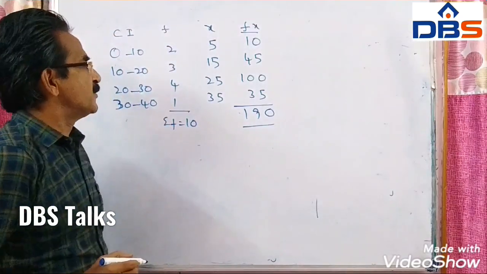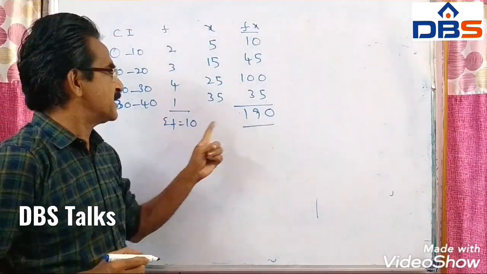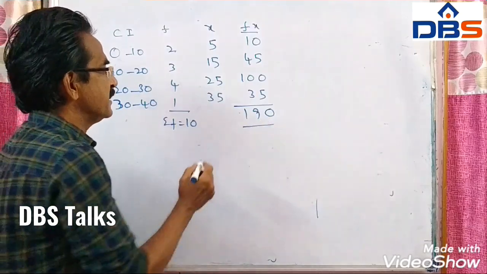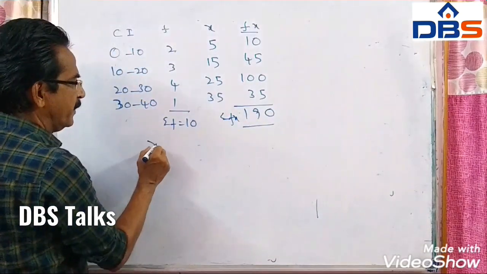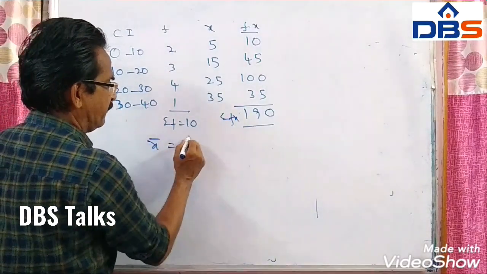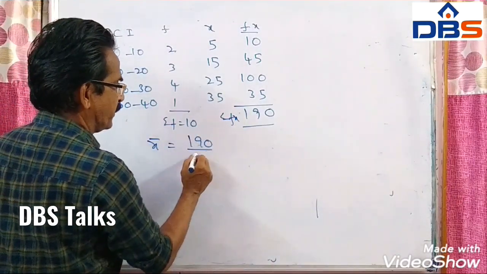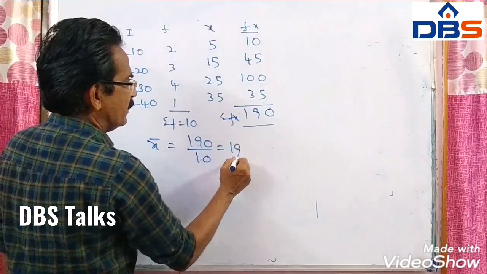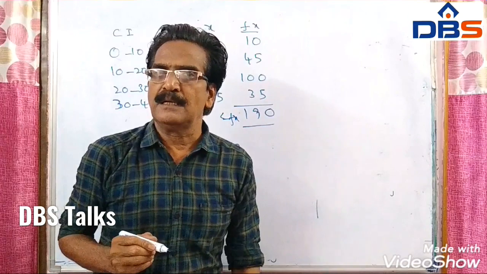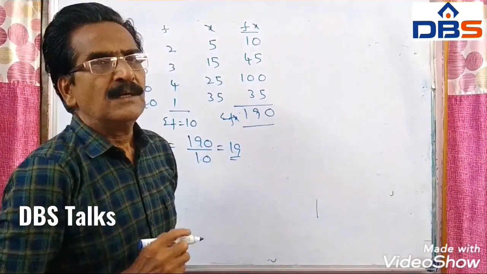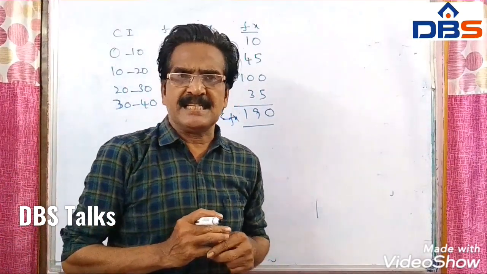Adding these four things, we get 190. So sigma fx by sigma f: 190 is sigma fx. So x bar is equal to sigma fx by sigma f, that is equal to 19. So we got x bar. What is the formula for variance?